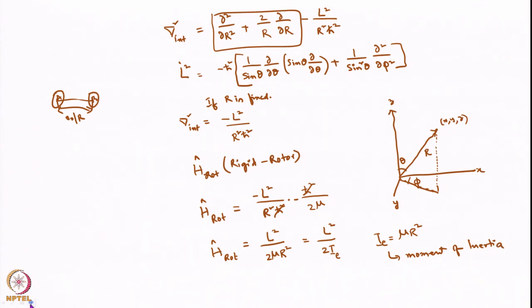So at the end, what I have is my H rotational is equal to L square by 2 mu r e square. Why am I writing r e instead of r? Because I am looking at the equilibrium distance. For A and B, this distance I will call r e, the equilibrium distance between A and B, and it is not changing. It is a rigid rotor approximation. That means A and B are fixed at one place.